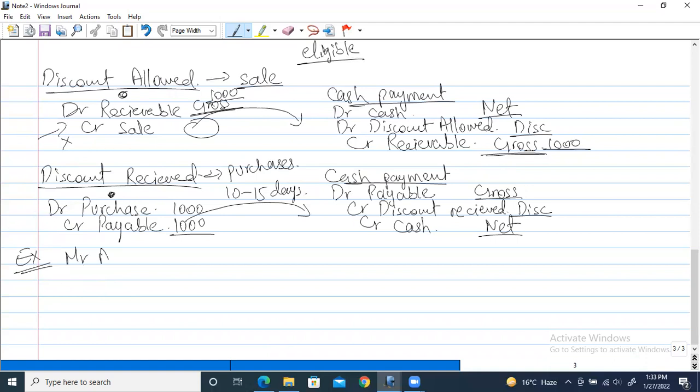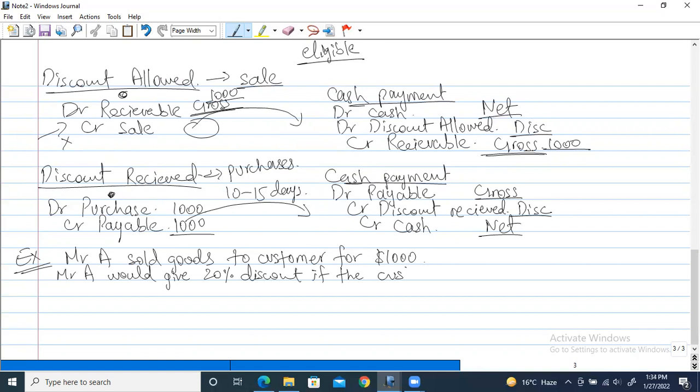So Mr. A sold goods to customer for $1,000. Mr. A would give 20% discount if the customer paid within 1 week. Okay, so this is the example.